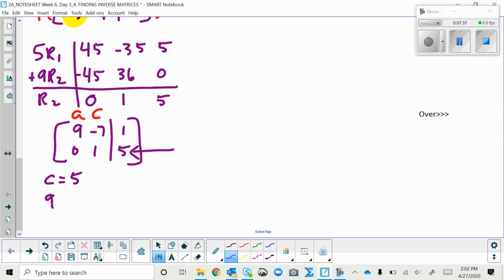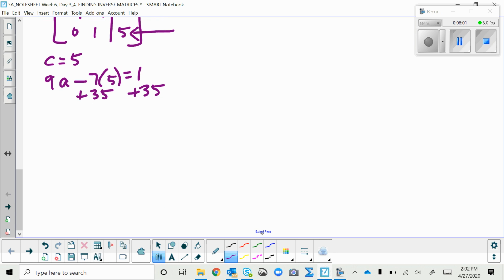9A minus 7C, but now I know that C is 5, equals 1. So that's -35, I'm going to add it to both sides. That gives me 9A equals 36. Divide by 9, A equals 4. So now I know that A equals 4 and C equals 5, which is great.